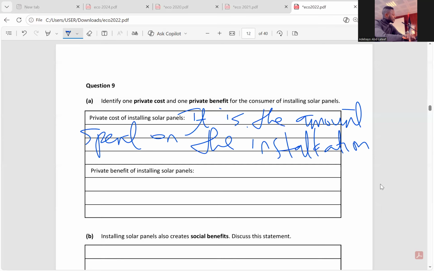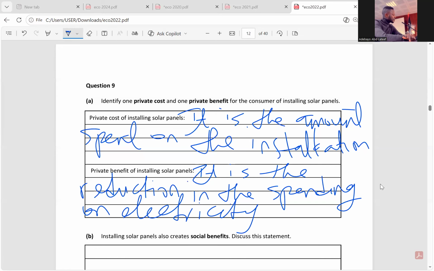Then the private benefit. It is the reduction in the spending on electricity.